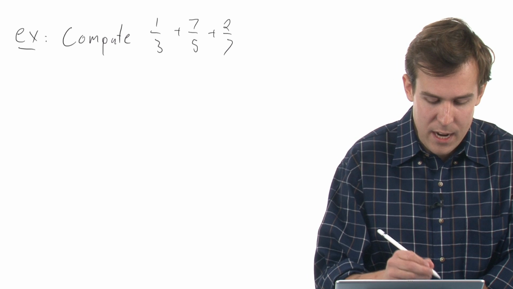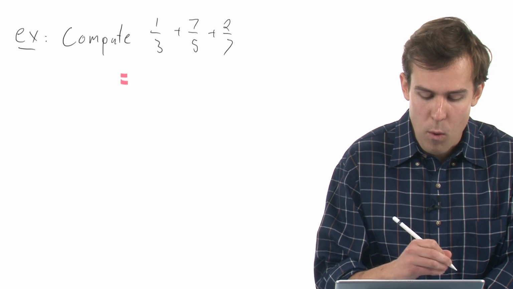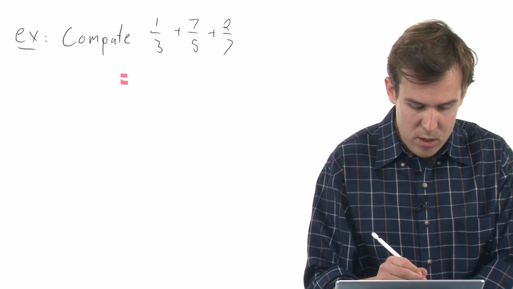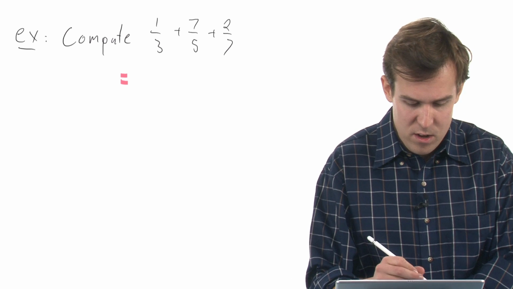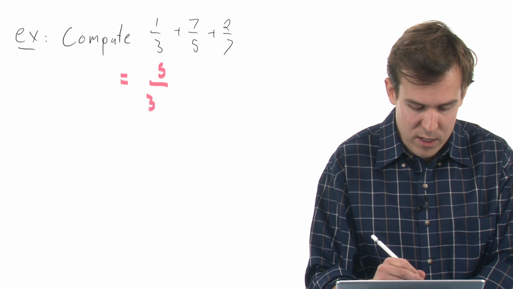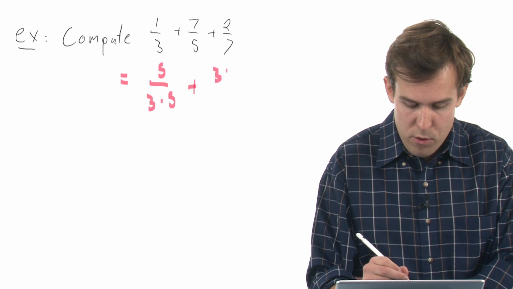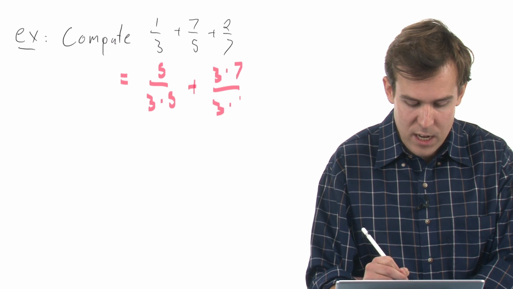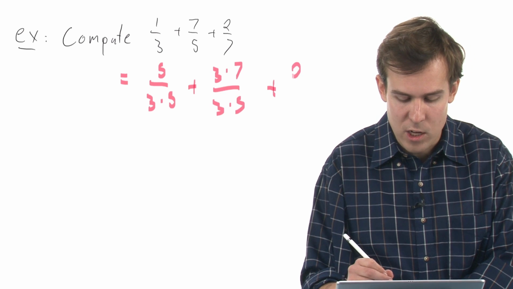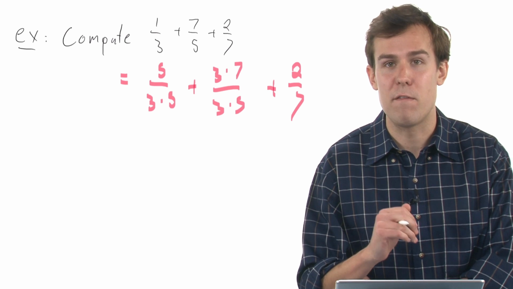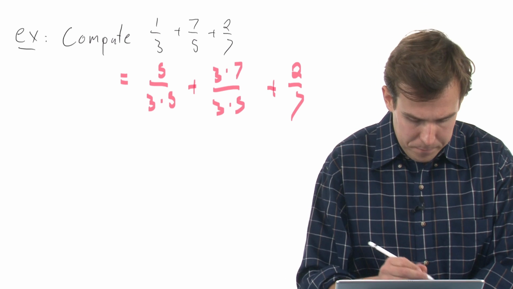So we'll start by saying that this is equal to, well, how do I add 1/3 and 7/5? I find a common denominator for them. So that will be 3 times 5. So I have 5 divided by 3 times 5 plus 3 times 7 divided by 3 times 5. And I'm not going to touch 2/7 yet. I'll first add 1/3 and 7/5 and then touch 2/7 at the end.